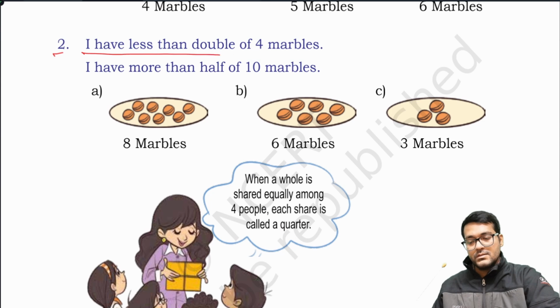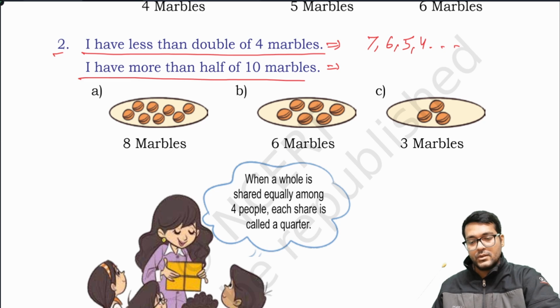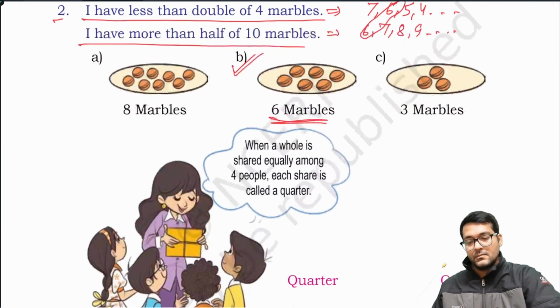2. I have less than double of 4 marbles. Double of 4 marbles is 8. Less than 8 is 7, 6, 5, 4 like that. I have more than half of 10 marbles. Half of 10 is 5. More than 5 is 6, 7, 8, 9 like that. Here in the options, 6 is there. So 6 is the correct answer. If there could be 7, then 7 would have been the correct answer.